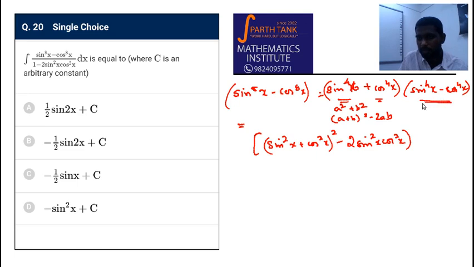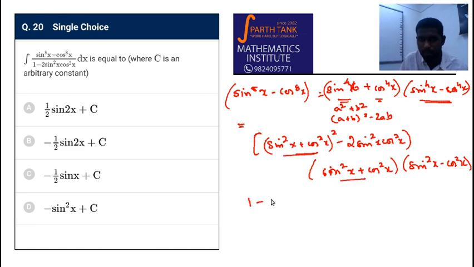What about this term? This can be continued to be written as sine squared x plus cos squared x into sine squared x minus cos squared x. It is still a squared minus b squared form. Now this, luckily, this becomes 1. This also is 1. So it is 1 minus 2 sine squared x cos squared x into sine squared x minus cos squared x. So this is the numerator, correct?